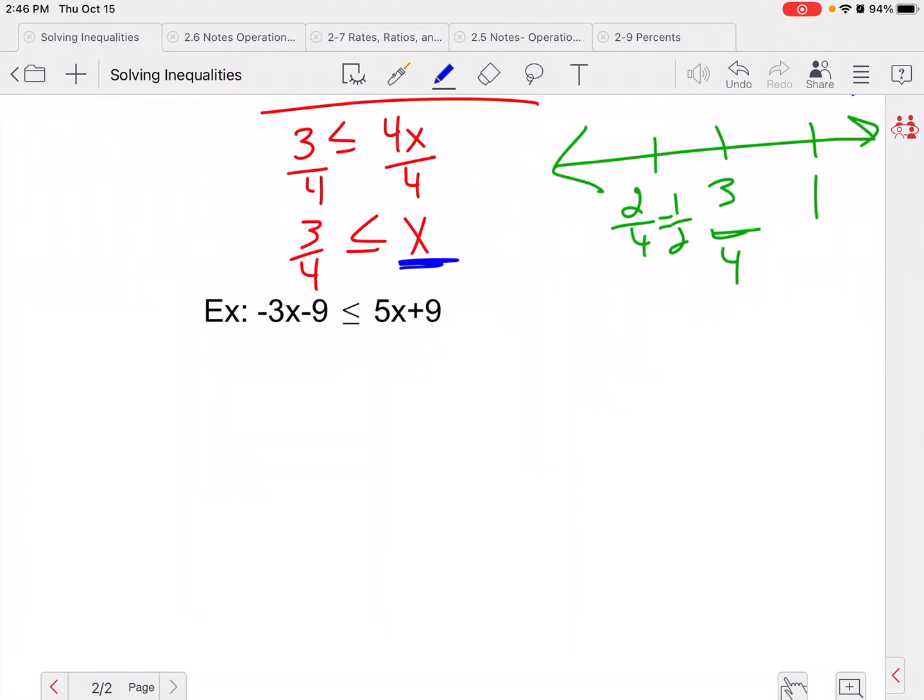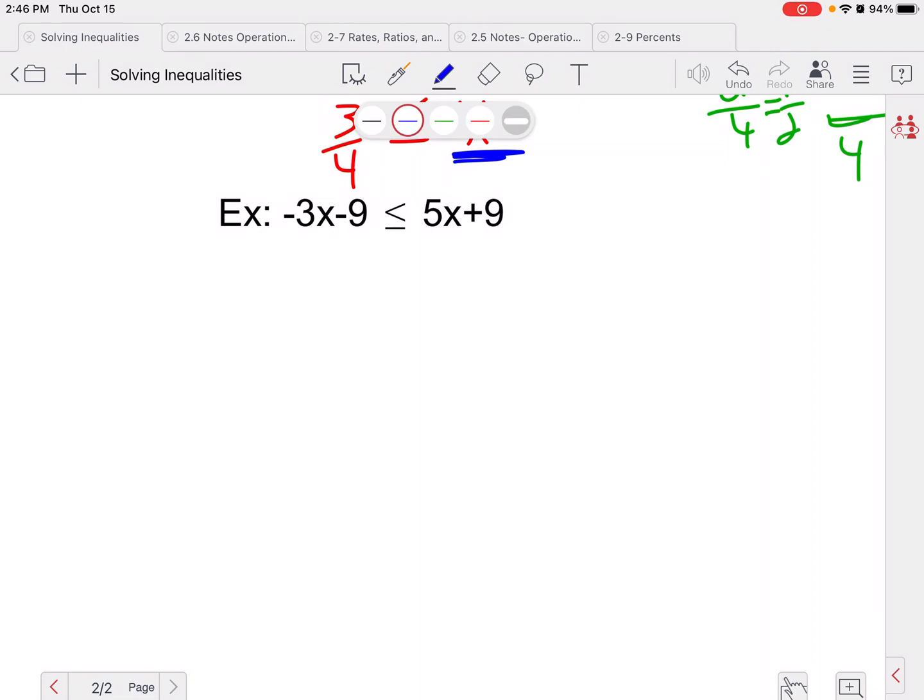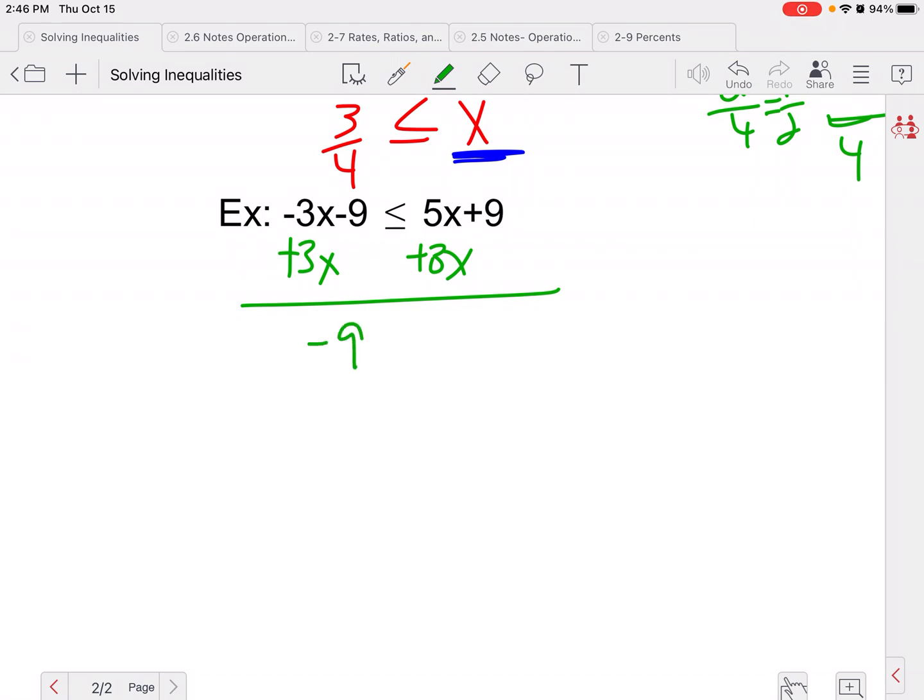All right, let's try one more. So negative 3x minus 9 is less than or equal to 5x plus 9. I'm going to go ahead and add 3x to both sides. So those x's are together before we do anything else. So we get negative 9 is less than or equal to 8x plus 9. We're going to go ahead and subtract 9 from both sides.